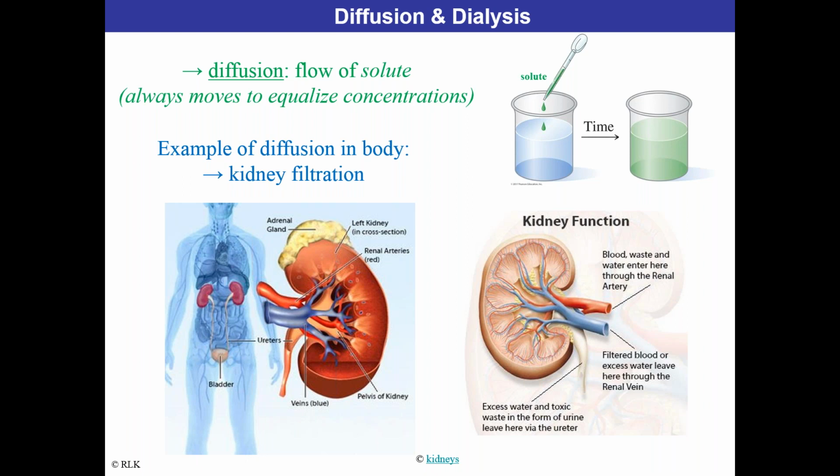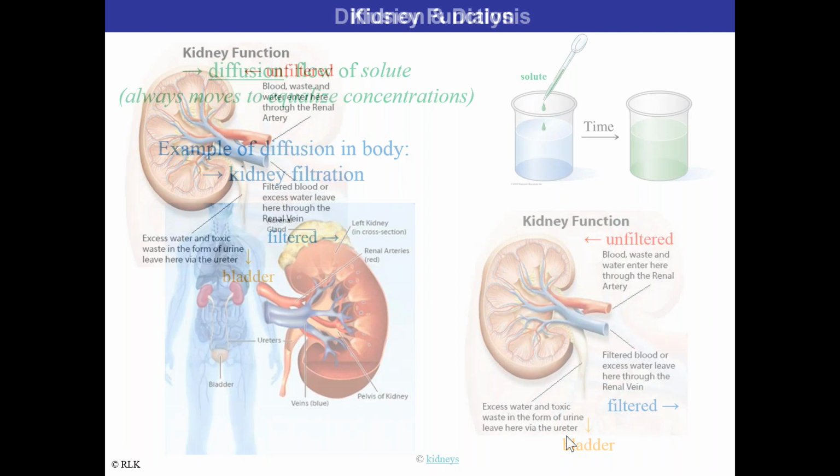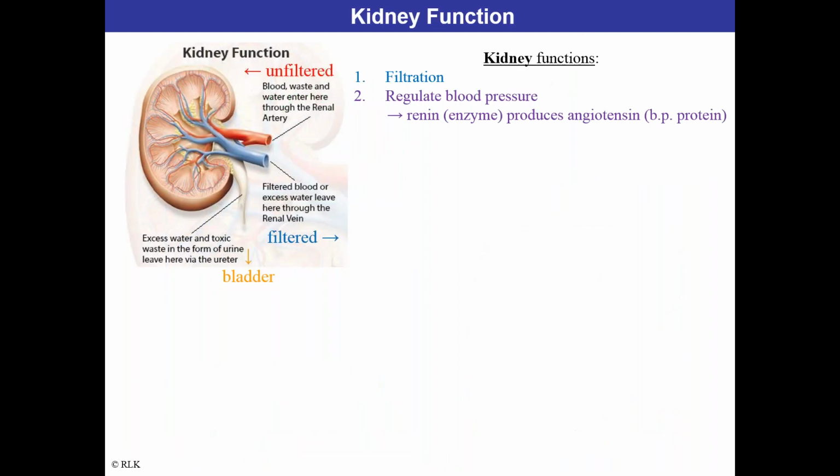Well, that's what happens. So red is unfiltered, blue is filtered, in other words, and the orange, as I noted here, or this ureter exit point here, refers to the bladder. So that's waste removal right there. Kidney function, so important, guys. So you have not only just filtration, and here is the really important aspect of this.